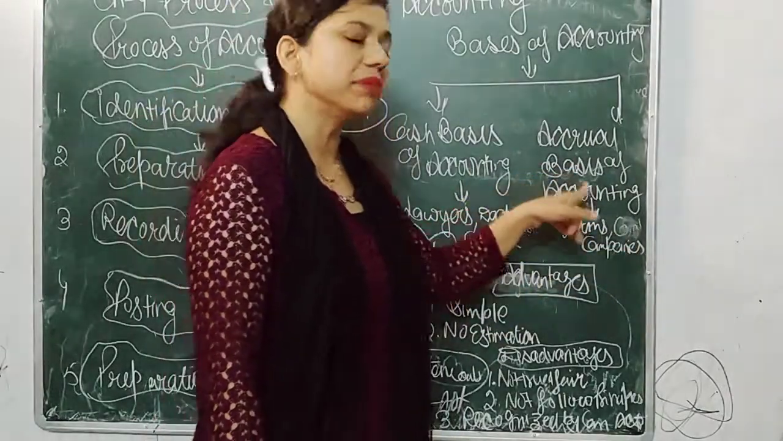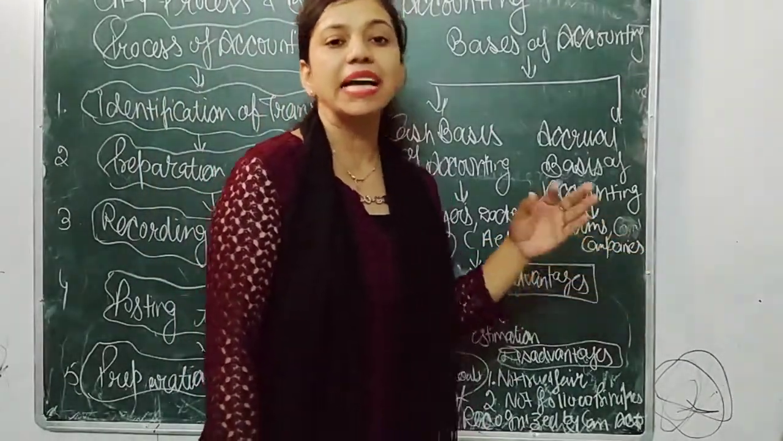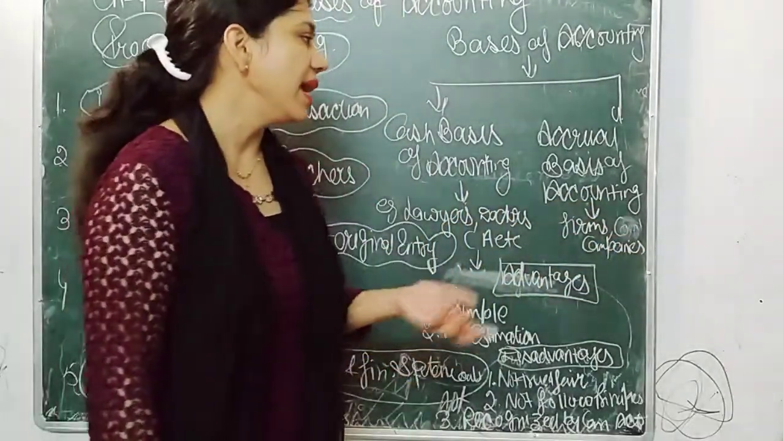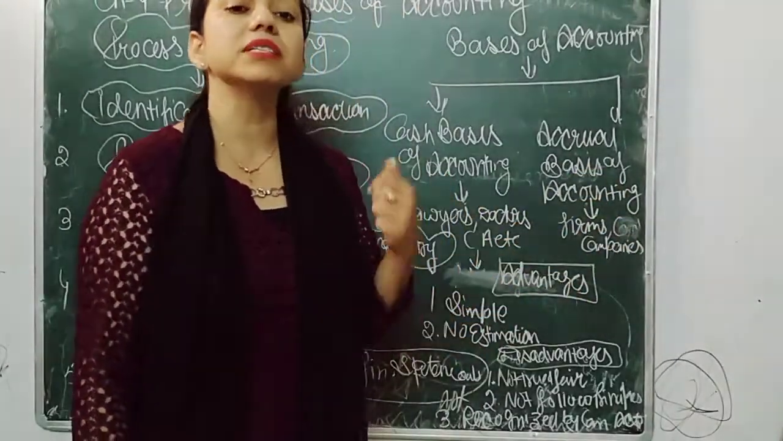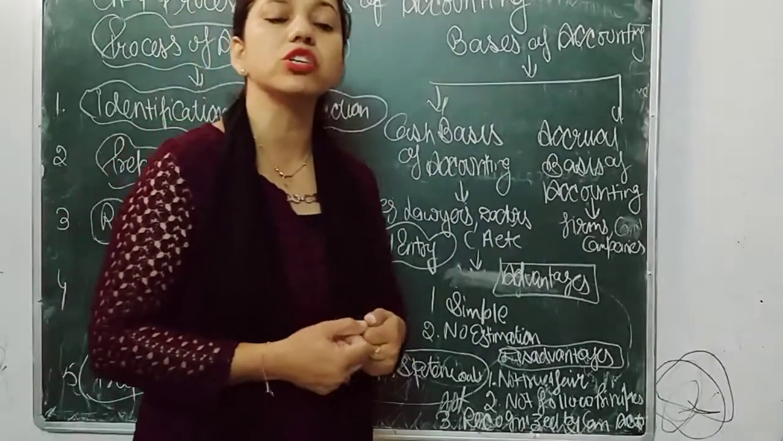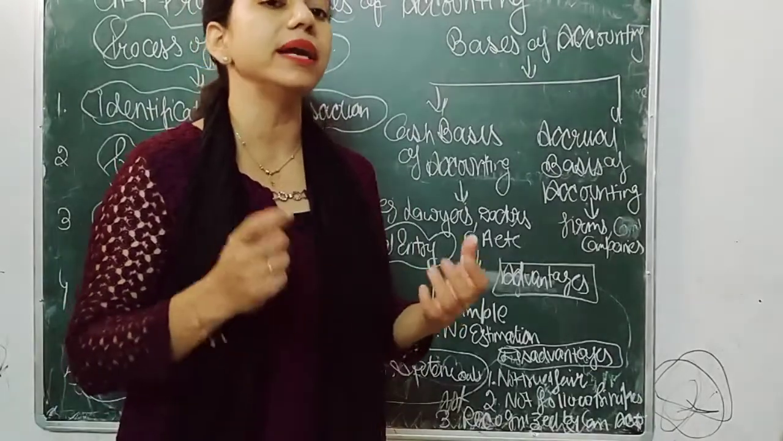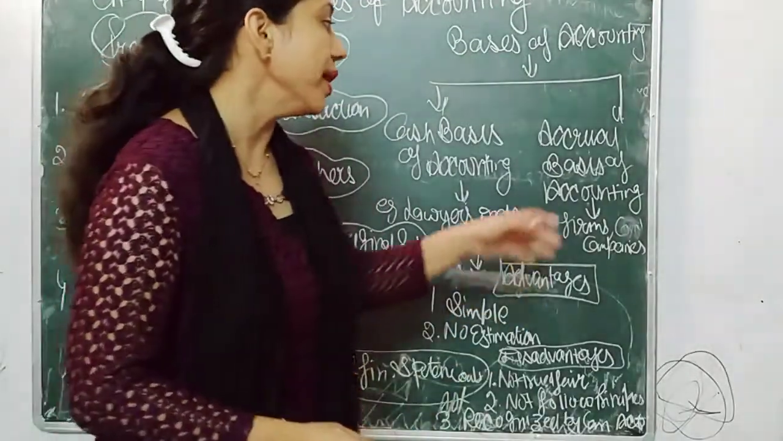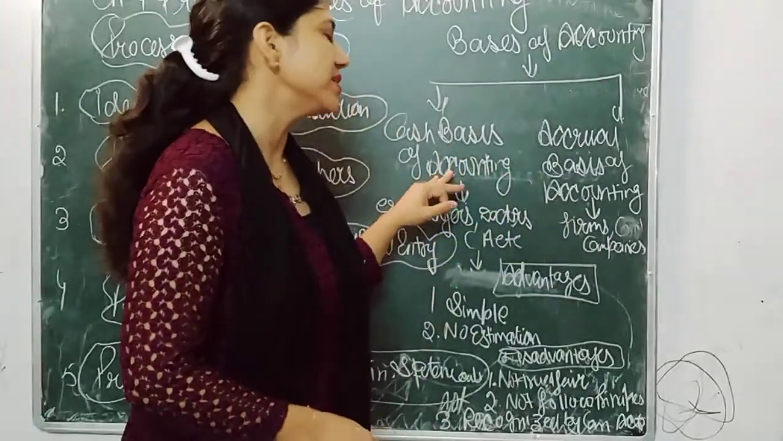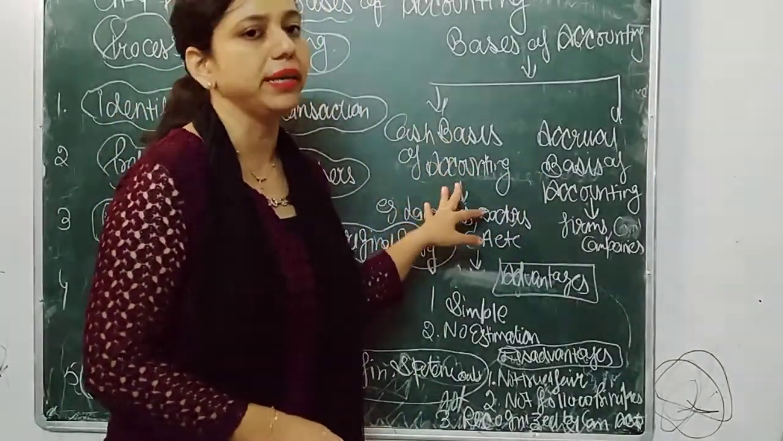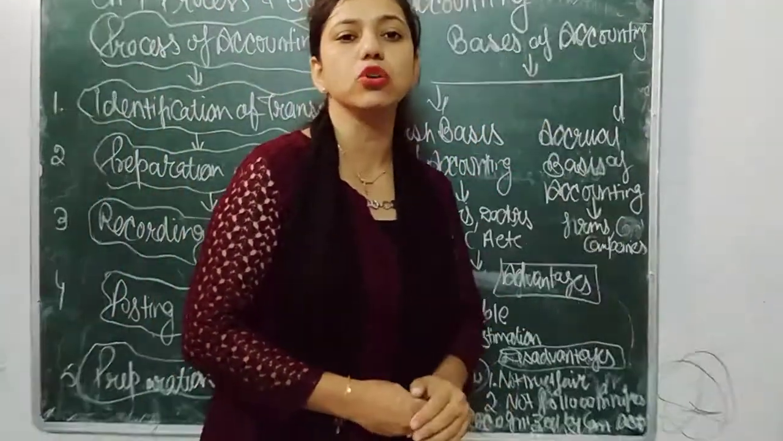But there are some disadvantages of this method. It is not a simple method, as we have to follow a lot of principles, and this method is based on estimations. Why? We put an estimation of some expenses like provision for debtors and depreciation. These are all estimation-based expenses. So accrual basis of accounting includes estimation, but cash basis is not based on any estimation. In this way we have completed basis of accounting.